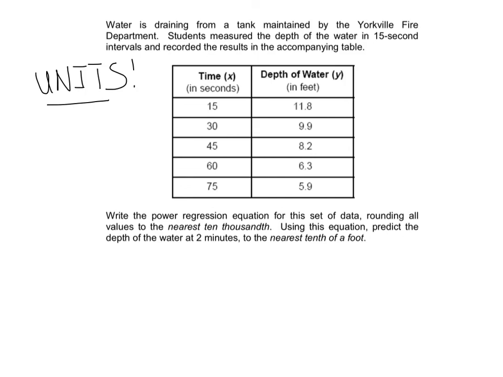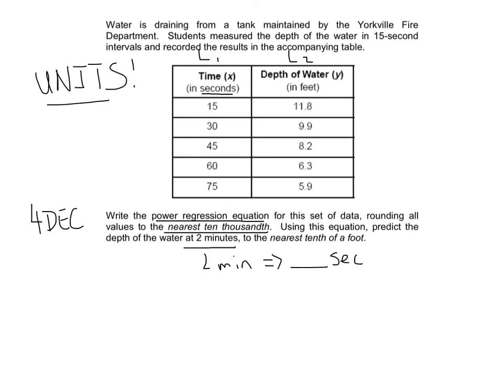So the first thing they want you to do is come up with a power regression. So grab that calculator. Let's get everything into L1 and L2. Be very, very careful to make sure all decimals are correct. We're going to round everything to the nearest 10,000th, so we're looking for 4 decimal places on both our A value and our B value. And then you're going to use that equation to predict the depth of the water after 2 minutes. Now, I hate to ruin the surprise, but I can't resist. Keep in mind, X was measured in seconds. So we've got to make sure we figure out 2 minutes is equivalent to how many seconds, and that'll be the number that you substitute into your equation.